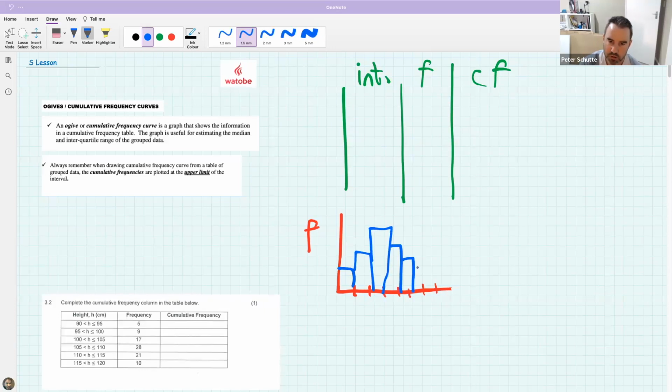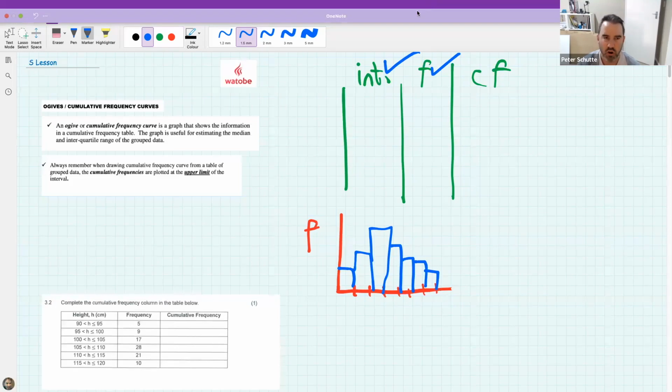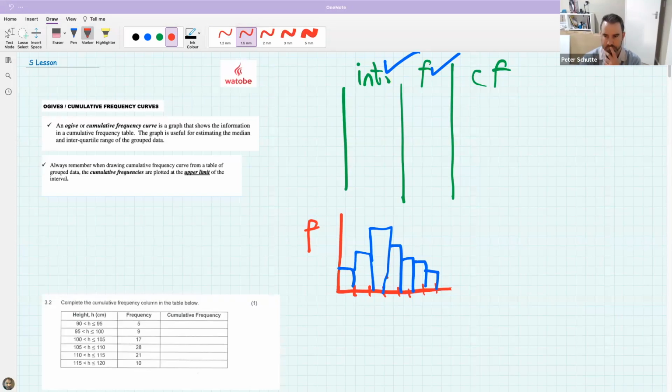Not the best histogram I've ever drawn, but you get the idea. So that was the histogram. And then there was another graph we could draw that basically used these two columns, called a frequency polygon. Can anybody remember, how did we connect up the histogram and the frequency polygon? What was the connection between the two graphs? How did we get from the histogram to the frequency polygon?